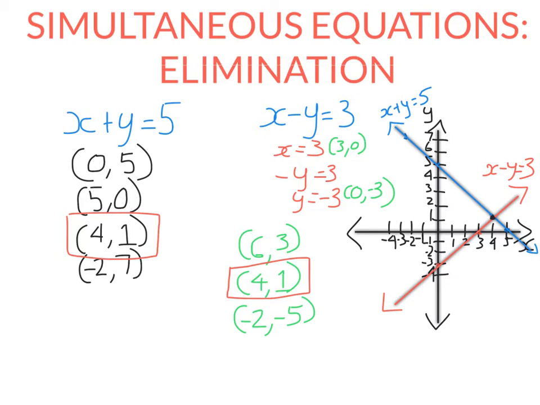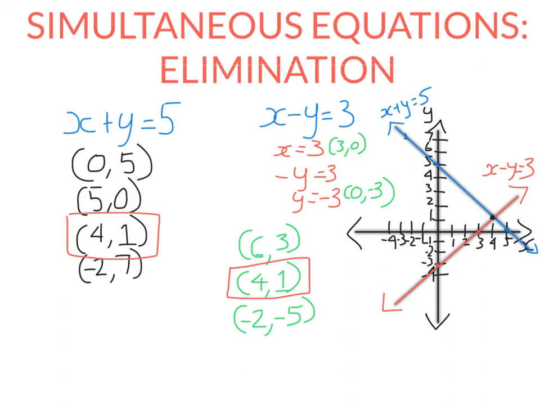But the thing is, what if the solution was something like x equals 0.725, y equals minus 1.3? You wouldn't be able to see this by graphing it. So we need to have another method. So now what we're going to do is look at solving equations like this without drawing a graph. And the method we use is called elimination.